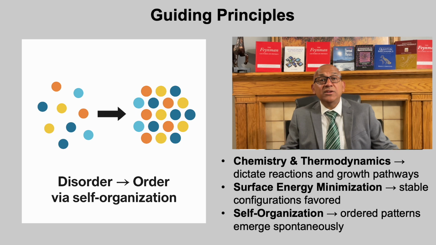Bottom-up nanofabrication is governed by a set of universal principles. At the foundation lies chemistry and thermodynamics, which control how atoms and molecules bond, nucleate, and grow. Structures evolve by minimizing surface and interfacial energy, which is why nanosystems tend to form ordered states like crystals, micelles, or nanowires. Finally, through self-organization, matter arranges into stable patterns without external intervention, producing order from simple local rules.